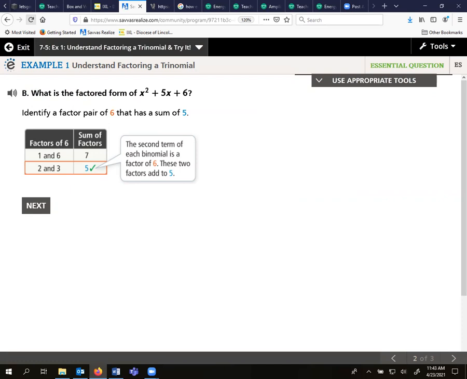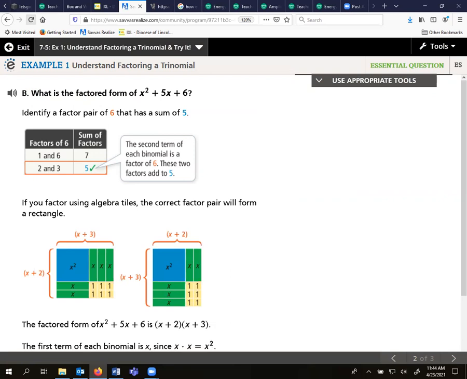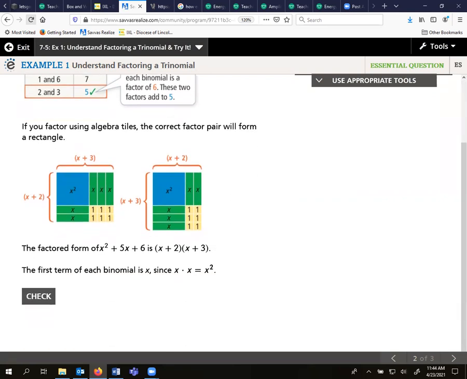Okay. Once you determine what two numbers multiply to be your last number and add to be your middle number, you basically just put them in parentheses. Oh wait, they did this first. They're just showing it with algebra tiles, how this would work. But basically you just put them in parentheses.